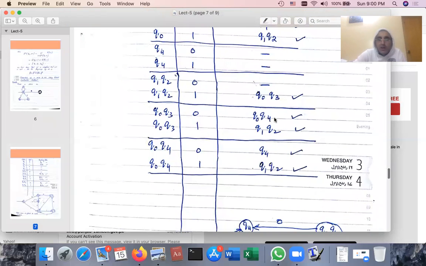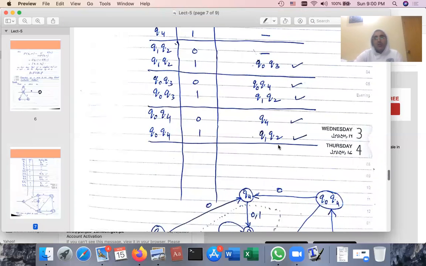Similarly, for Q0, Q3 and Q0, Q4, I'm not checking now; you can check by yourself. Q0, Q4 is a new pair, so Q0, Q4 with 0 and Q0, Q4 with 1. Q4 is already handled and Q1, Q2 is already handled, so nothing is remaining in the resultant states. So this transition table has now ended.